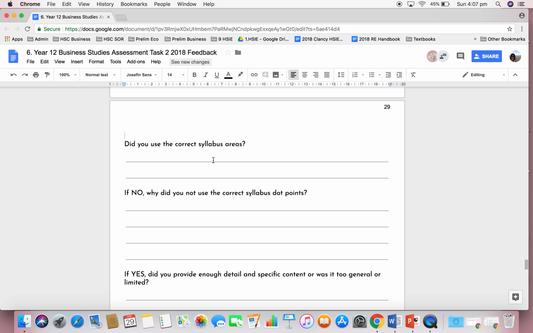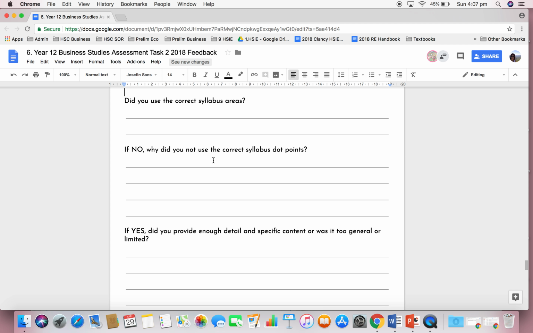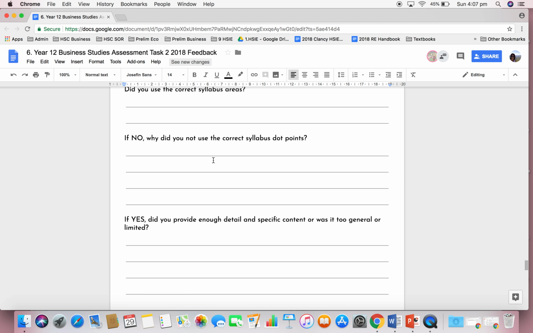Did you use the correct syllabus areas? This could be a yes, a no, or a somewhere in between. If you didn't use correct syllabus dot points, why? What stopped you from using the syllabus dot points? Was it that you didn't know it? Was it that you tried to bring in outside ideas which maybe then convoluted your response? Was it the fact that you got confused between finance and operations syllabus? Why did you not use the correct syllabus dot points? You really need to think hard about that and give an answer.